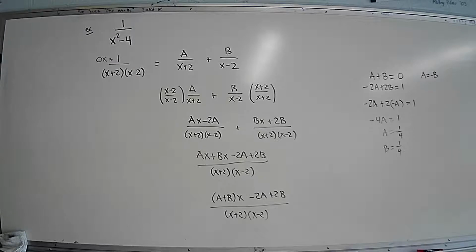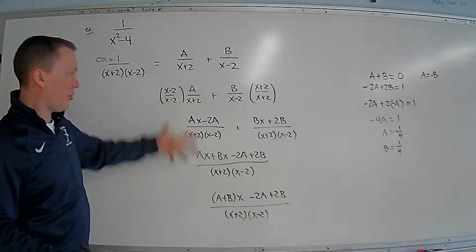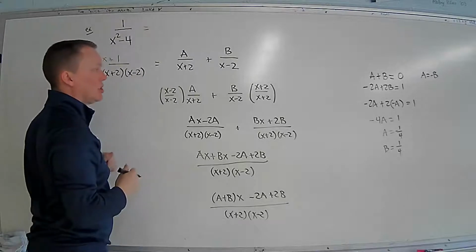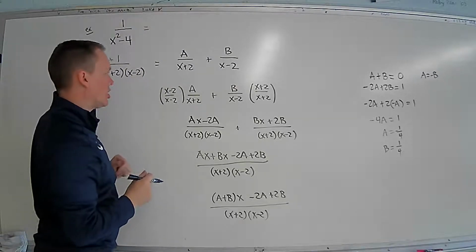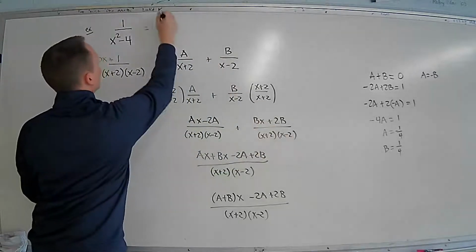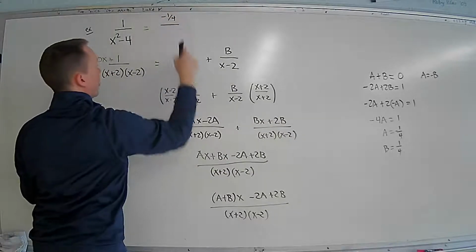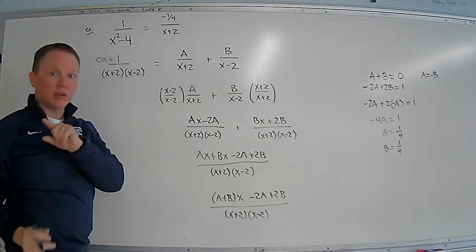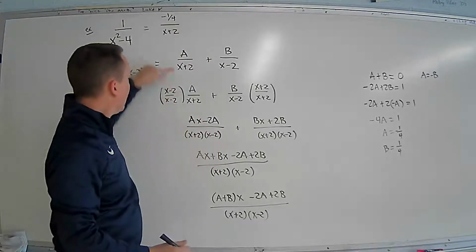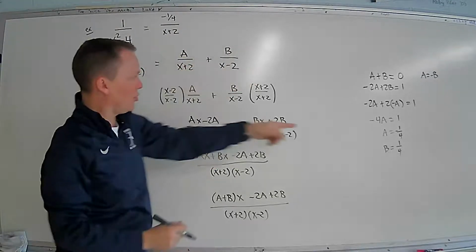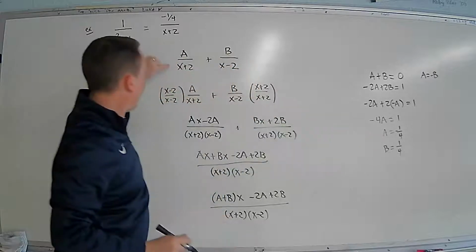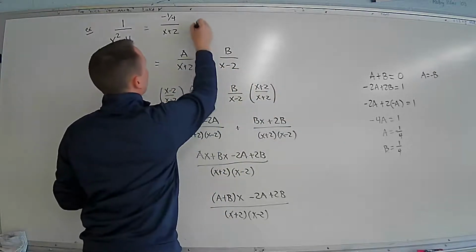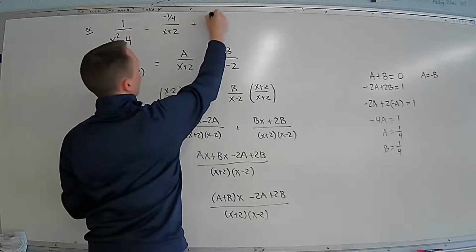So now our original fraction can be deconstructed into negative 1/4 over x plus 2, which was a over x plus 2. It's very important that you be consistent with how you set this up. Whatever you got for a over here, that's what's got to go right here above x plus 2. And then b, it was positive 1/4.